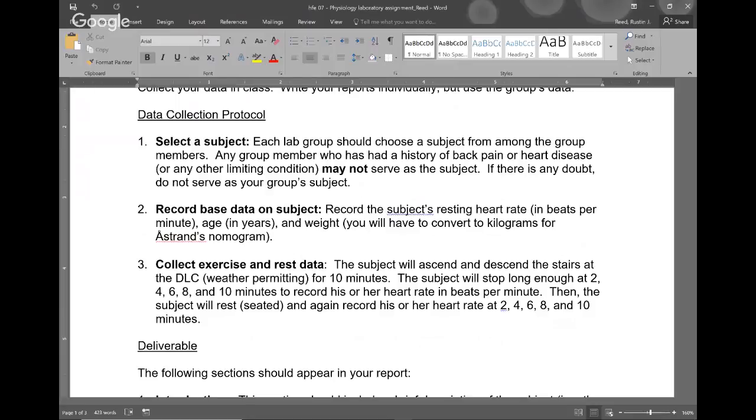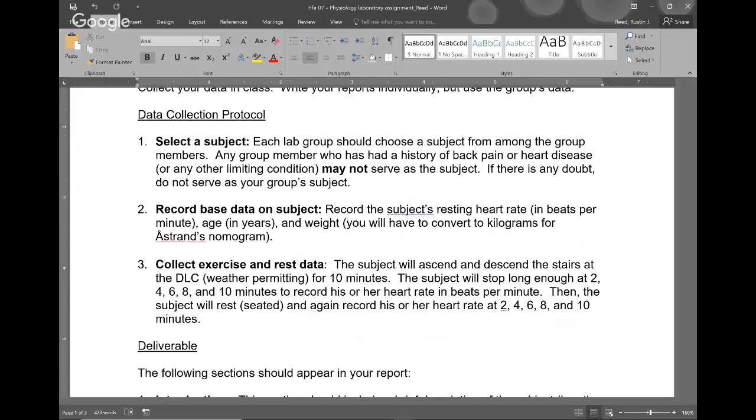Let's go over that protocol right now. Again, you'll find someone in your group who can do this, who's not going to pass out or have any problems. The person is going to ascend and descend the stairs over by DLC for 10 minutes. At the 2-minute, 4-minute, 6, 8, and 10-minute marks, you're going to record that person's heart rate. If you have an Apple Watch or a Fitbit or whatever, then the subject at the 2-minute mark can stop at the bottom of the stairs, check it, and then keep going.